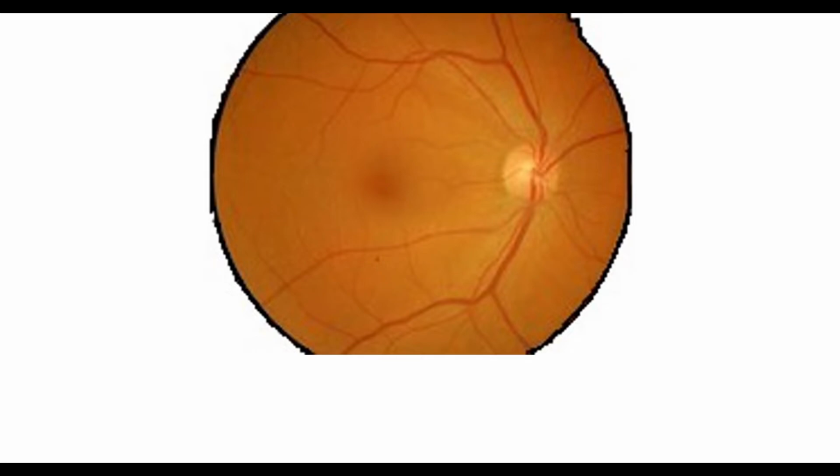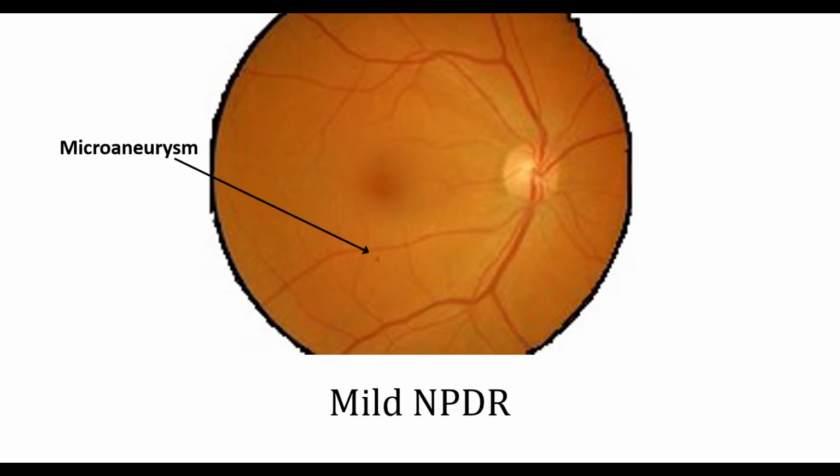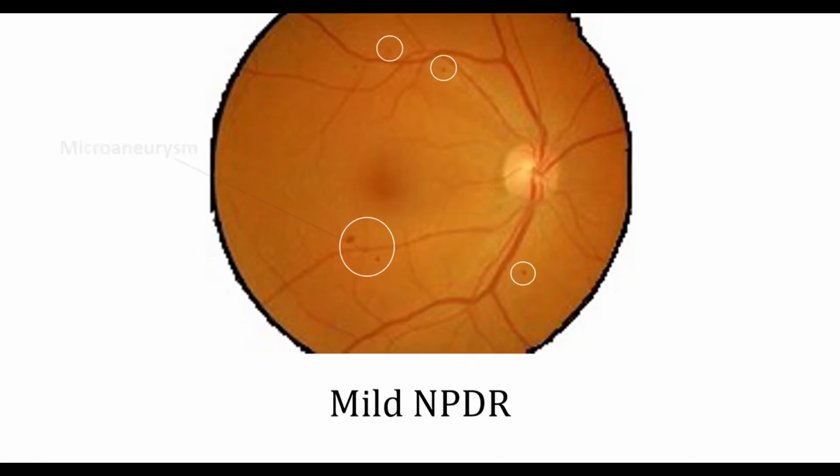Microaneurysms are the earliest clinically visible changes of diabetic retinopathy. In mild non-proliferative DR, there can be up to 5 microaneurysms. Moderate non-proliferative DR has more microaneurysms but is less severe than severe non-proliferative DR.